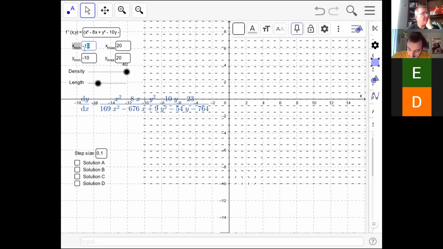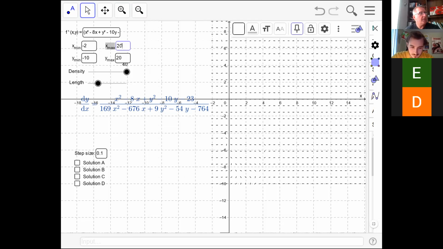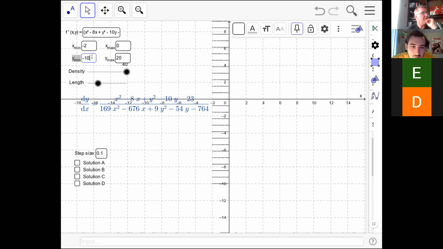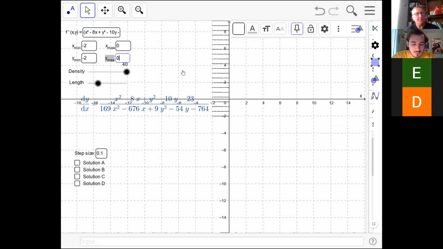So that means if I went from -2 to like 0, that would be squarish. And then it was at -1 for Y. So if I went again, -2 up to 0, the question is if I zoomed in on that somehow, would I be able to see it?